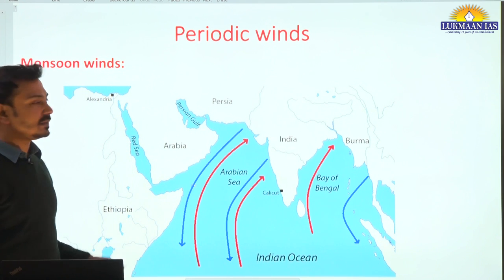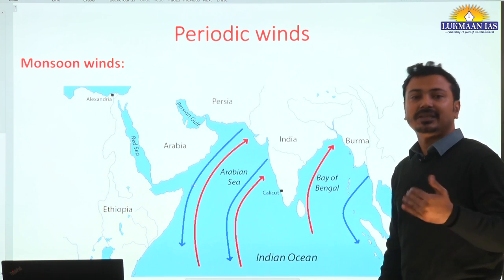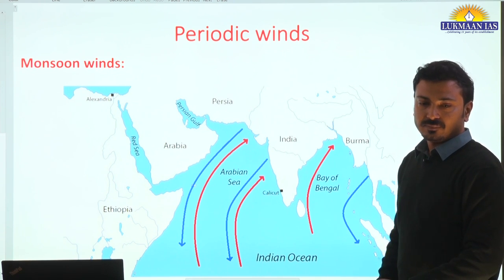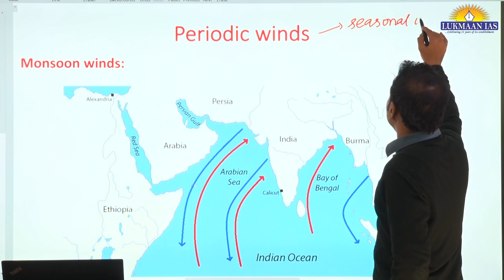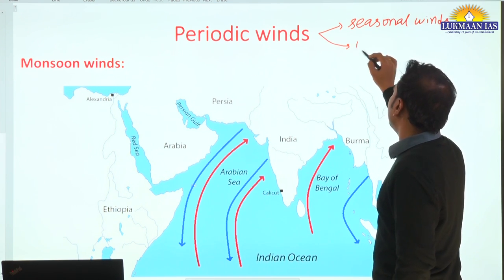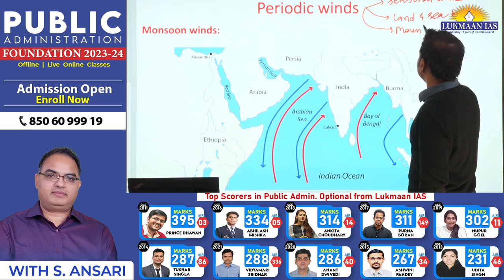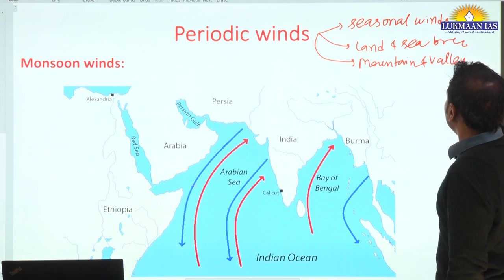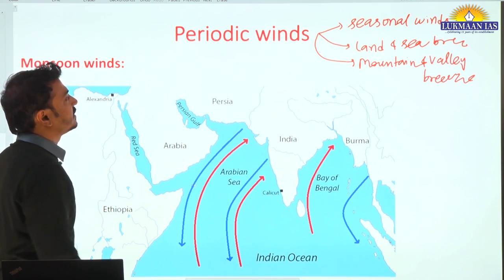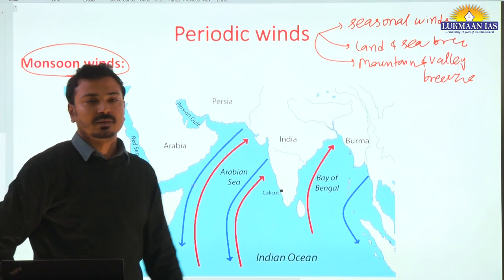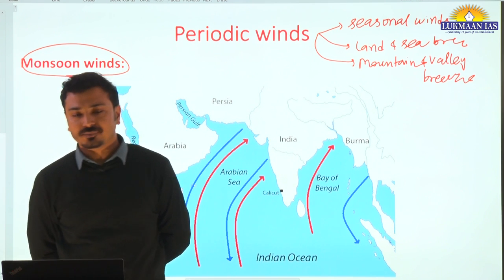Now, the second type of winds, periodic winds. Periodic means they are blowing in a certain direction for a time period, and their direction may change after that time period. So they are called periodic winds. Examples can be seasonal winds, land and sea breeze, or mountain and valley breeze. Teen example: seasonal winds, for example monsoon winds, are called seasonal winds. Second is land and sea breeze, and third is mountain and valley breeze. We'll learn about all of them.